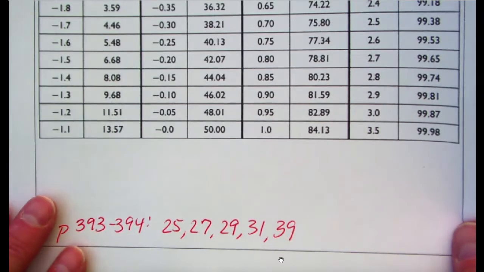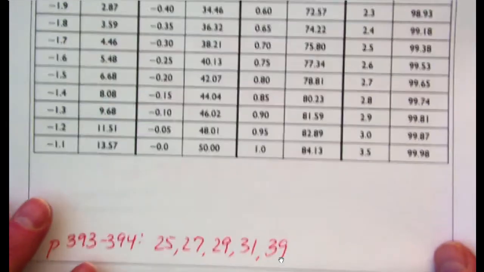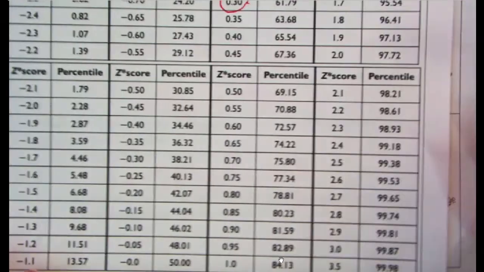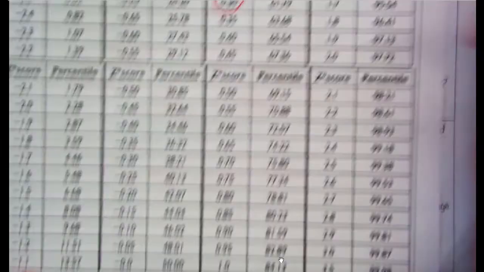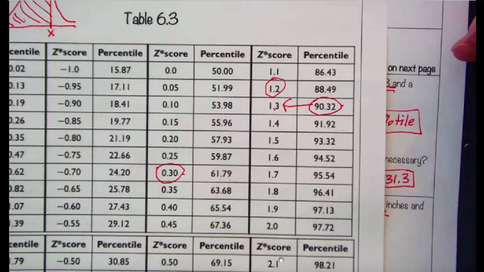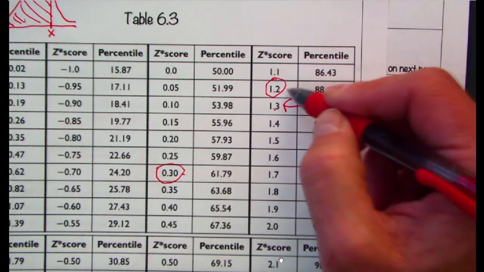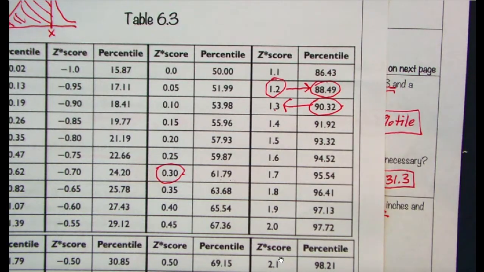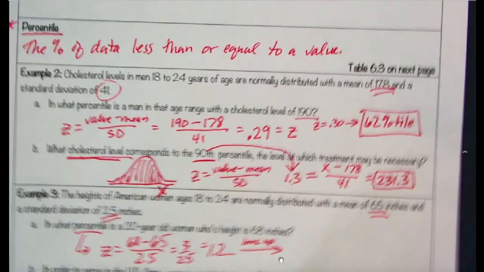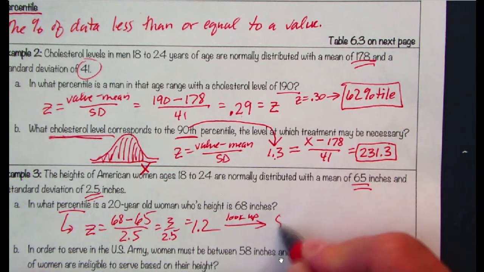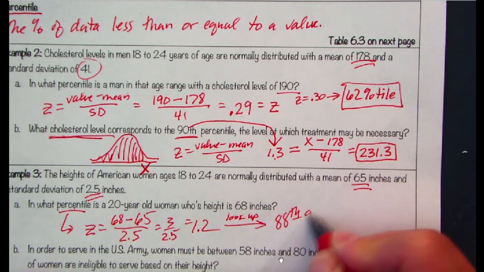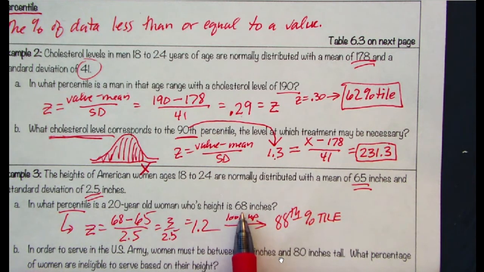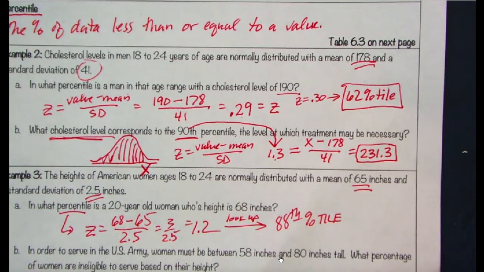So we scan the page. You'll notice that the right half is positive z-scores, the left half is negative z-scores. So we're looking up 1.2. Here it is. The z-score of 1.2 is kind of toward the top right corner. And a z-score of 1.2 corresponds to a percentile of about 88. If we round that off, we call that 88. So once we look that up, that would be the 88th percentile, which means that a woman who's 68 inches tall is taller than 88% of women her age.